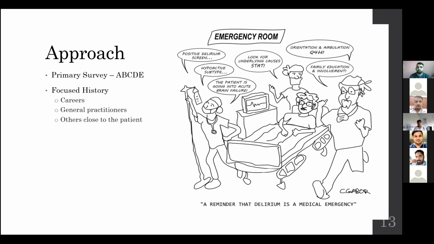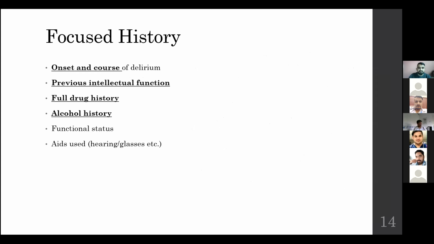Then you go for a focused history from carers, GPs, and others who are close to the patient. As you can see in this picture, there is a positive delirium screen, and it's the hypoactive subtype. We should be conscious that delirium is also a medical emergency, so we should try to identify, prevent and treat this condition.